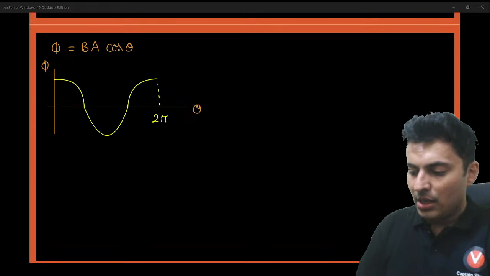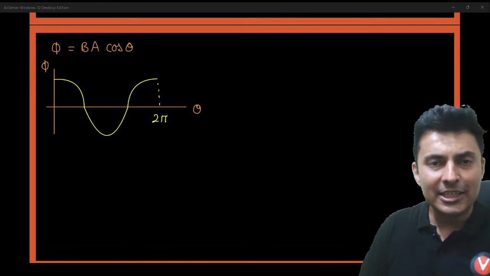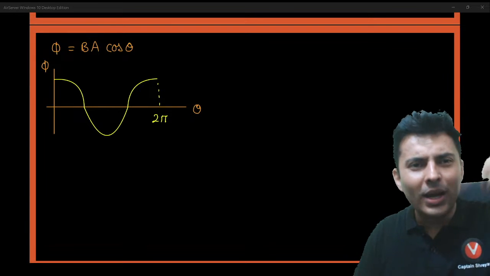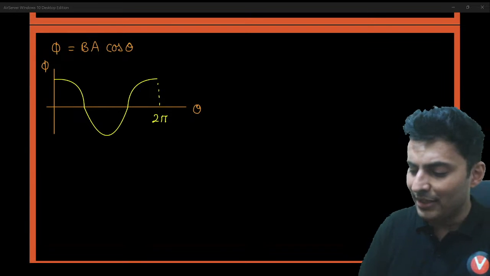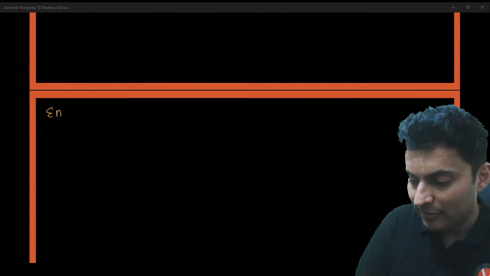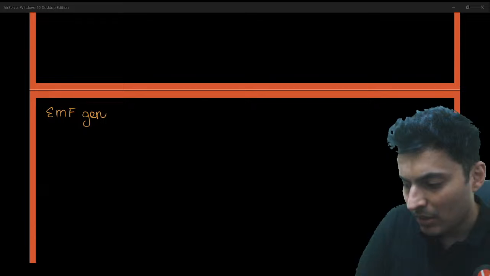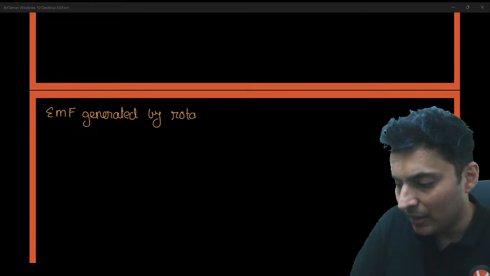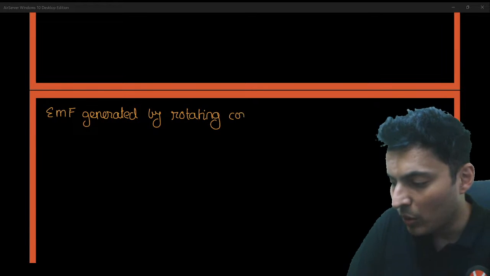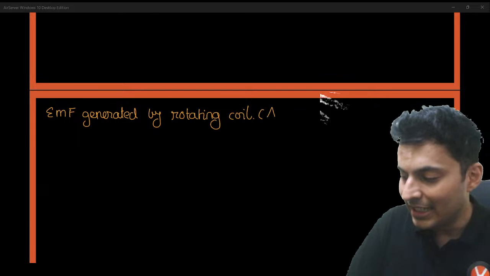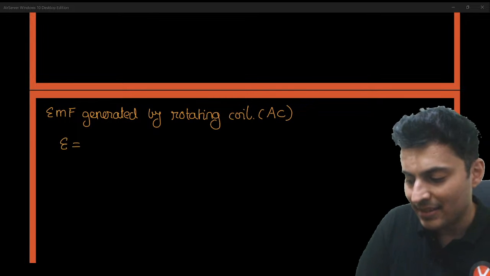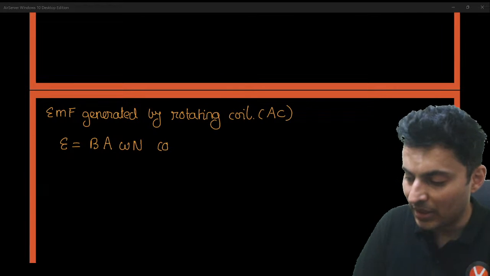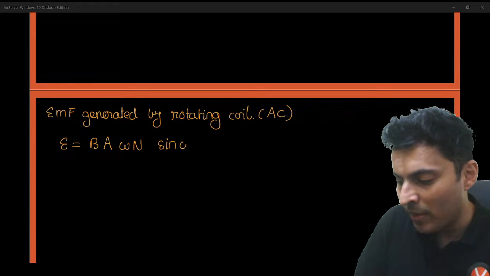And from this, you get the graph of the EMF generated by a coil which is rotating. EMF generated by your rotating coil. Basically, it is an AC voltage. And the formula is B A omega N cos. No, it will become sine omega t.